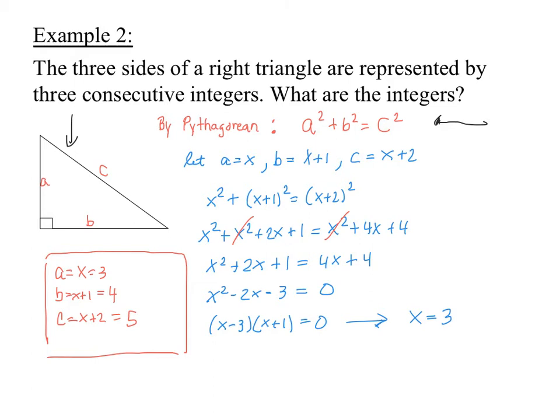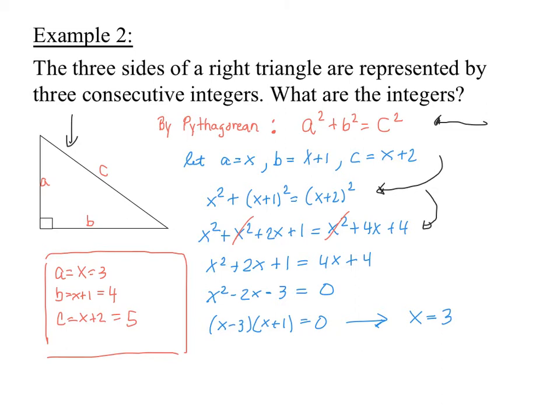So in this case, we're going to let A equal x, B equal x plus 1, that's the next number in the consecutive integers, and the third consecutive integer is x plus 2. We plug that into the Pythagorean theorem, and we get x squared plus x plus 1 squared equals x plus 2 squared. We FOIL out the information, and we get x squared plus 2x plus 1 is equal to x squared plus 4x plus 4. The x squares cancel, one of the x squares cancel.